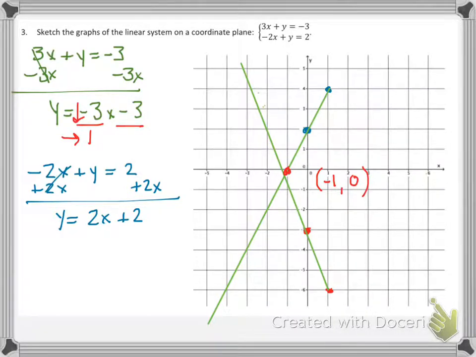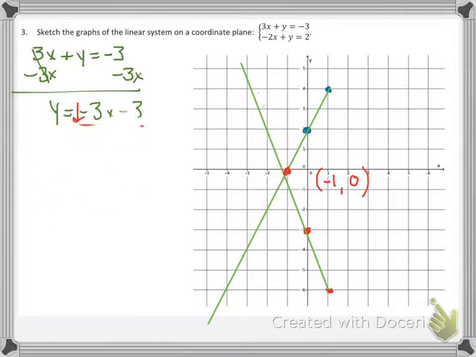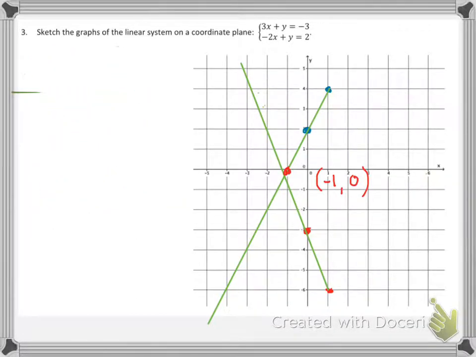So the only way to know for sure is to plug that point in and see if it makes both equations true. So let's do that. Let me get rid of some work over here so we can have some space. And okay, so I'm going to say 3 times x. Well, x is -1, plus y is 0, is equal to -3. And 3 times -1 is -3 plus 0 is -3. So that's true. It works out for the first equation.